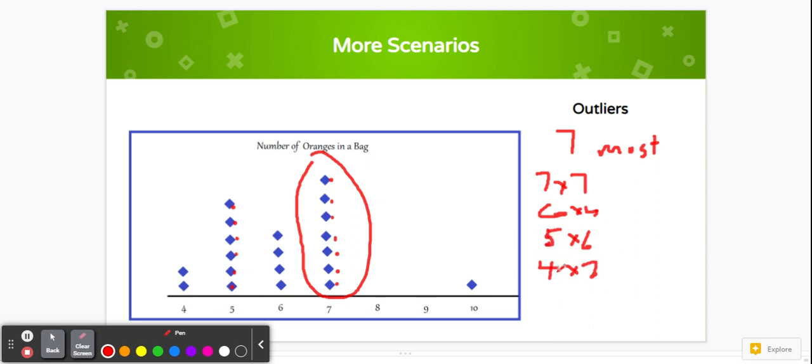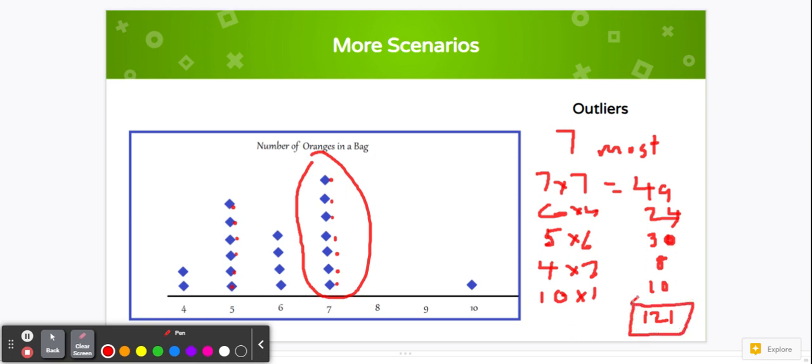That's one thing about those outliers. They still count. So unless you're asked to not use them, make sure you put them in. And then we just have to add all these up. So we'd have our 49 here, 24, and 30, 8, and 10, and we could add all these up. So we'd have, let's see, that's 40, 89, 97, so 121 would be total oranges that we put into bags.